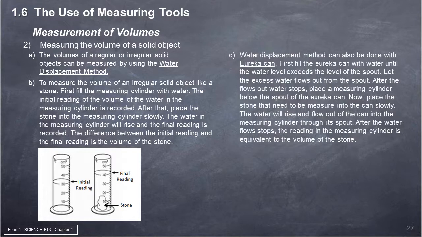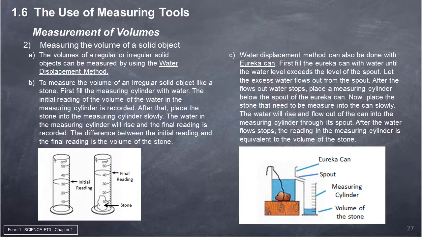C. The water displacement method can also be done with a Eureka can. First, fill the Eureka can with water until the water level exceeds the level of the spout. Let the excess water flow out from the spout. After the water stops flowing out, place a measuring cylinder below the spout of the Eureka can.